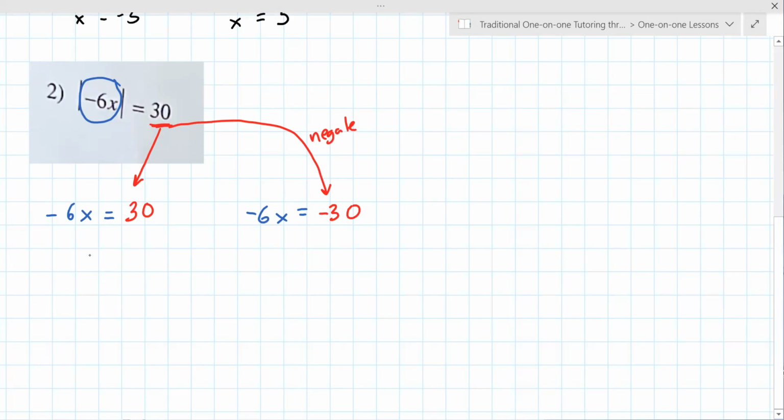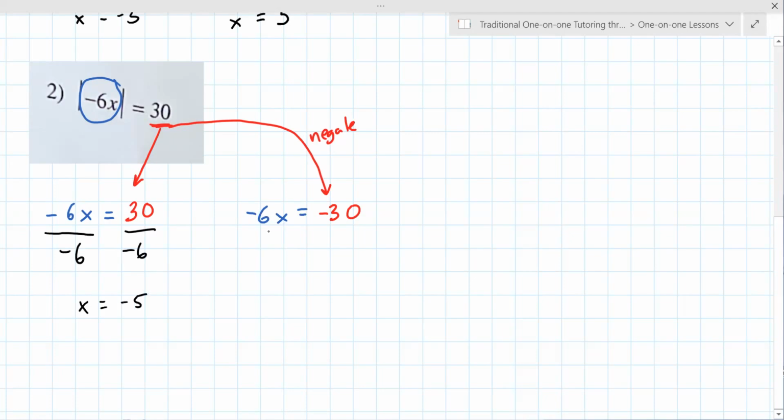Now, how do you solve this equation on the left? What is keeping x from being by itself? What is in front of it? Negative 6. And it's multiplying. Do you see how negative 6 is multiplying x? So you divide both sides by negative 6. Negative 5. X equals negative 5.